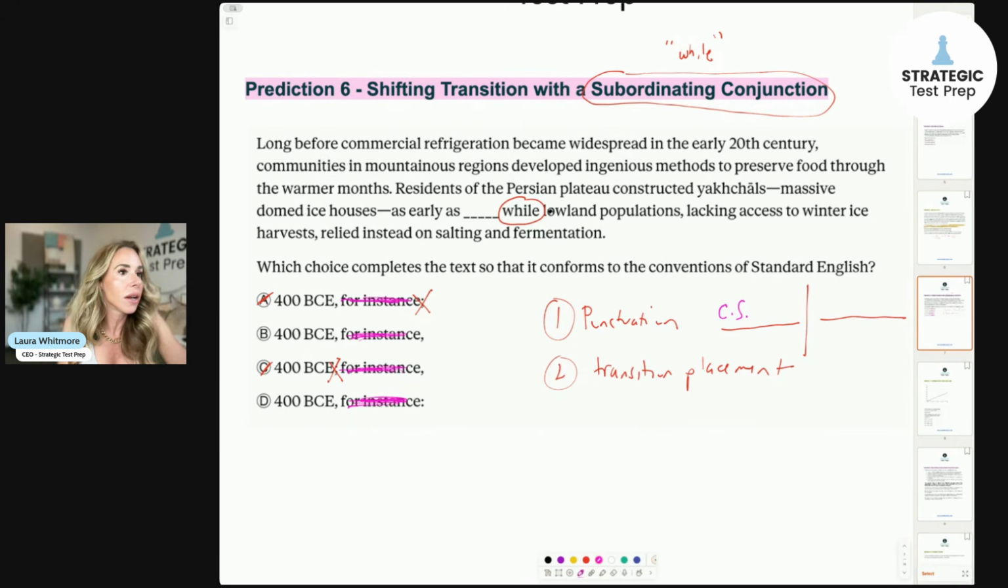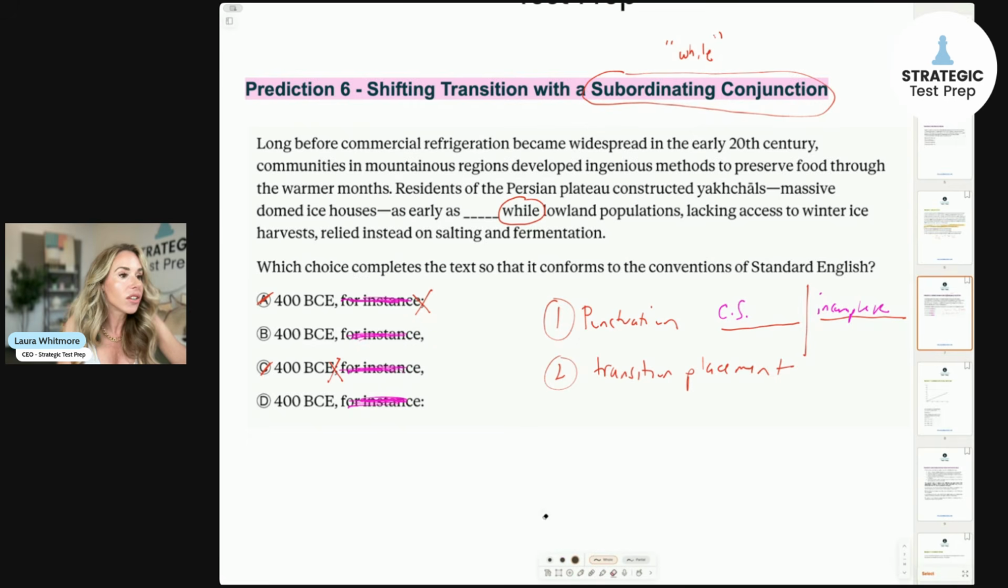Let's read the second side. While lowland populations lacking access to winter ice harvest relied instead on salting and fermentation, what? Do you see how because it starts with a while, it almost makes that whole part this dependent modifier where we still don't know what they're about to tell us. We don't have a subject yet. So that is incomplete. So it's exactly what I was saying. Since it's a subordinate conjunction here, we don't want the semicolons. We're going to get rid of A and C. Okay. Now we just need to figure out if it's B or D.